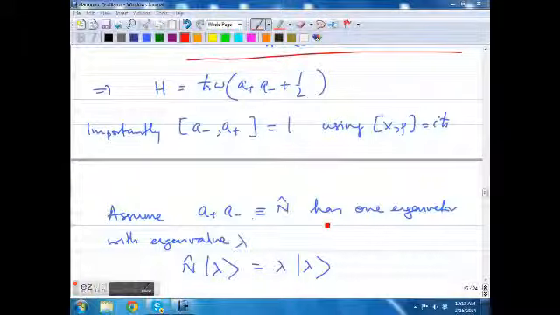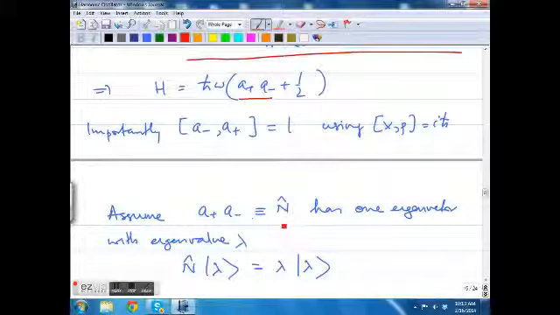2. Okay, now to the spectrum of H. Now notice that in H, the non-trivial bit is the combination a plus a minus, the product a plus a minus, because the 1/2 is just a constant and h bar omega is just a multiplicative constant. So if I knew the spectrum of a plus a minus, if I knew its eigenvectors and its eigenvalues, then its eigenvectors would be the eigenvectors of H, and the eigenvalues of H would be just given as h bar omega times 1/2 plus the eigenvalue of a plus a minus.